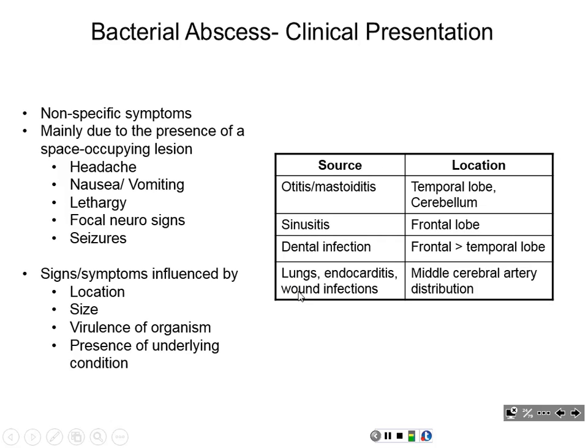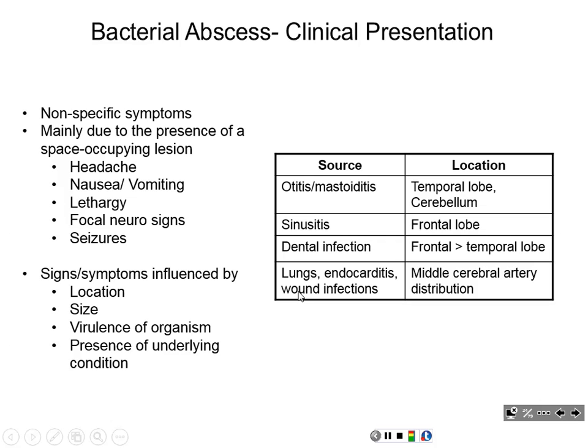So clinical presentation here, somewhat nonspecific, and it's mainly due to having a space-occupying lesion in your head. Headache, nausea, vomiting, all of these things coming from increased intracranial pressure. And we know the cause of this, right? But also because of the gliosis that is localized based on where the infection actually began, we're going to have some focal neurosigns. So these signs and symptoms can be influenced by the location of the abscess.